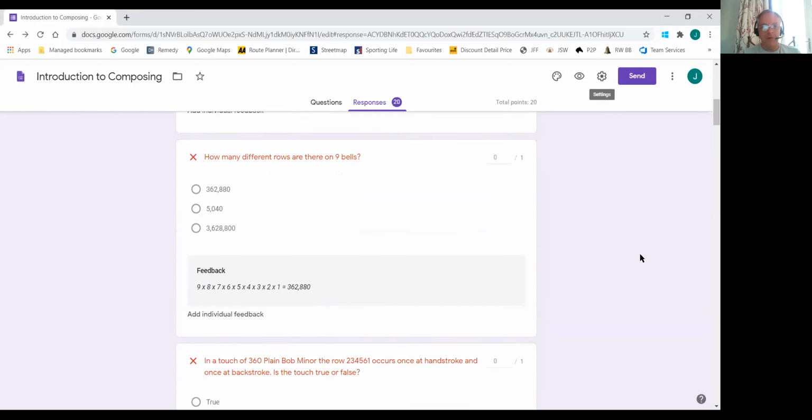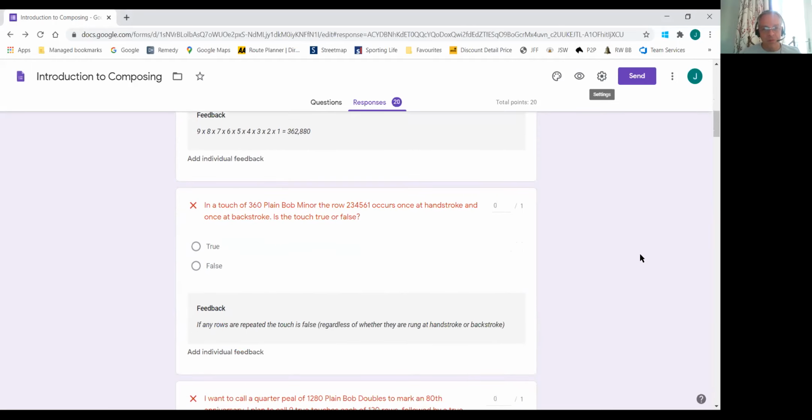How many rows are there on 9 bells? The way to work out the maximum number on any number of bells is to use the factorial equation. So in this case, 9 times 8 times 7 times 6 times 5 times 4 times 3 times 2 times 1 gives you 362,880. So that's the right answer for that question.